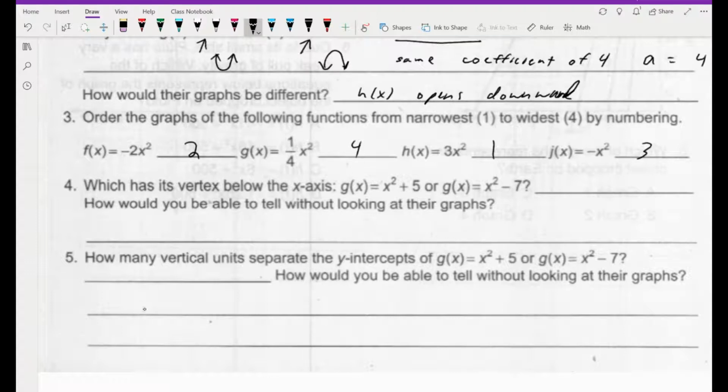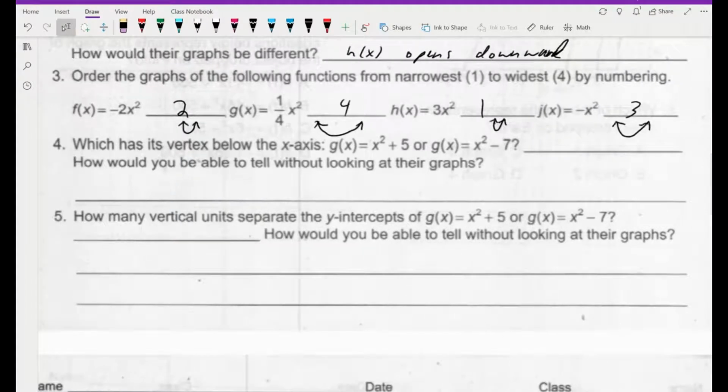So if we were to kind of picture it, this would be really narrow with a 3. This would get a little bit wider. This one would be a little bit wider. And this one would be the widest parabola, the widest.